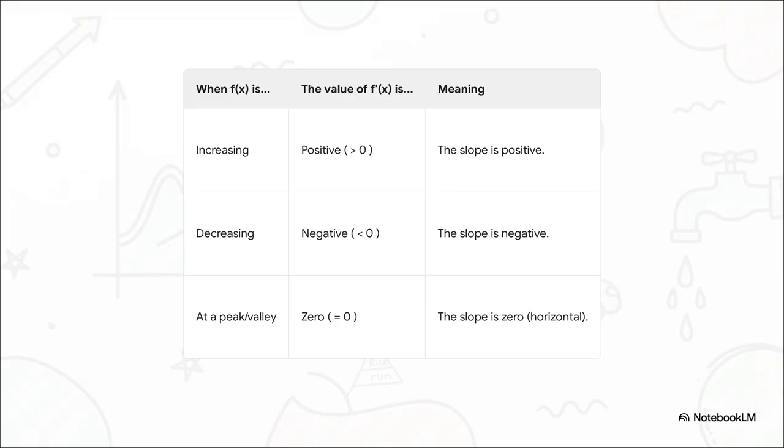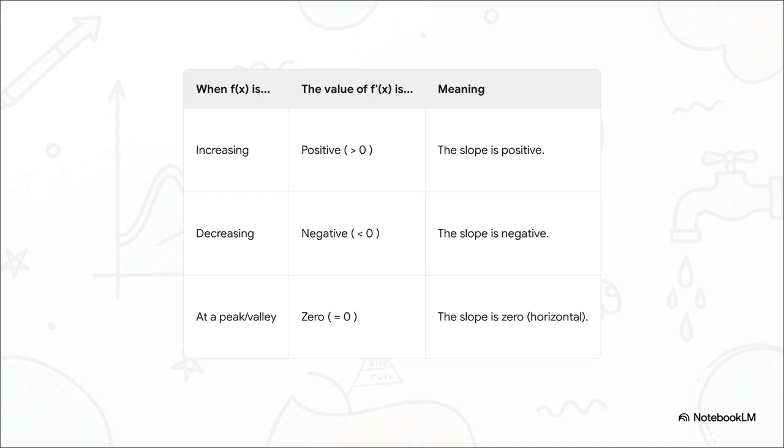Okay, this slide right here, this is the aha moment. Let's walk through this carefully. When our original function, f of x, is going up, when it's increasing, what's its slope? It's positive, right? And would you look at that? In those exact same sections, the value of f prime of x is positive. Its graph is above the x-axis. Now what about when f of x is going down, when it's decreasing? The slope is negative. And you guessed it, the f prime graph is below the axis.